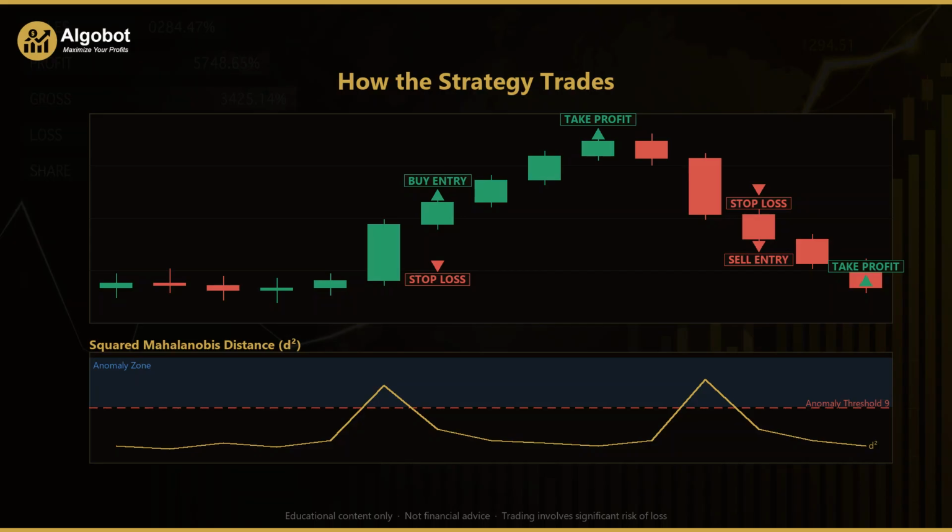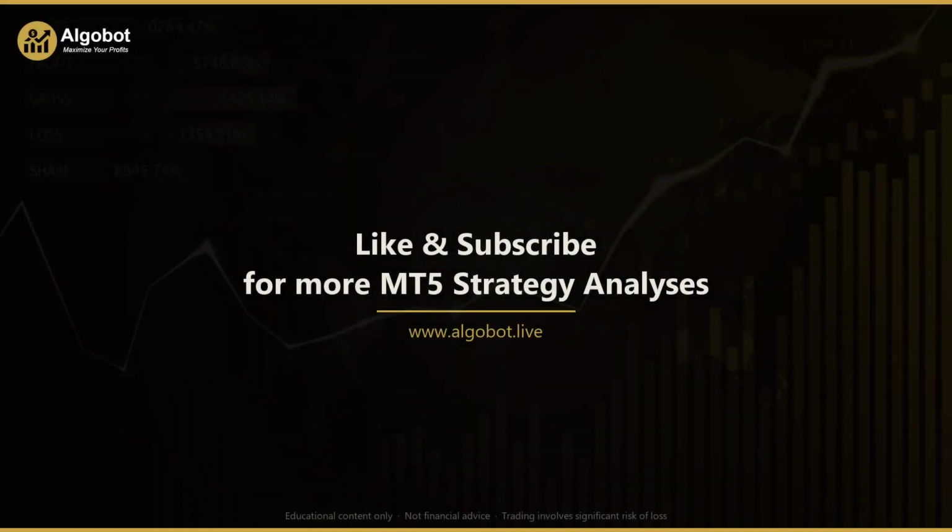So there we have it, the Mahalanobis Flow Breakout Expert Advisor. We covered how it measures return and volume together as a single two-dimensional outlier using the Mahalanobis distance, how the squared distance and its threshold near 9 isolate rare, information-rich bars, and how the strategy waits for next bar breakout confirmation before entering. We walked through the volatility-adaptive stop, the reward-to-risk target, the actual MetaTrader code on both the long and short side, and a full candle-by-candle example.